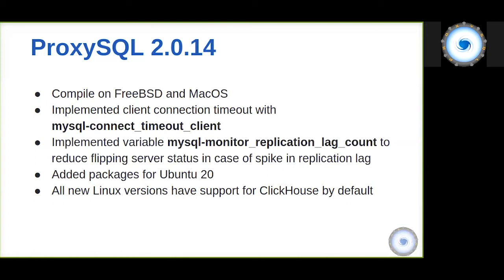Also, we implemented a new variable called mysql-monitor_replication_lag_count. And this solves the problem of having replication lag that is spiking. It might happen that the replication lag spikes for a short period of time, sometimes even less than a second. And ProxySQL was performing the check during that specific moment and was detecting a large replication lag, so it was disabling the server. But then 1 second after, replication was again back to normal. These new variables allow ProxySQL to perform multiple checks before disabling a server that is lagging.